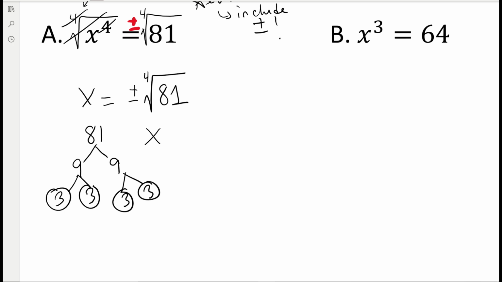So we're going to write this as x equals plus or minus the 4th root of 3 to the 4th power. And now notice that the 4th power and the 4th root simply cancel, leaving you with x equals plus or minus 3.